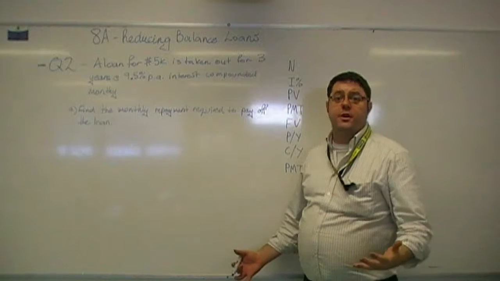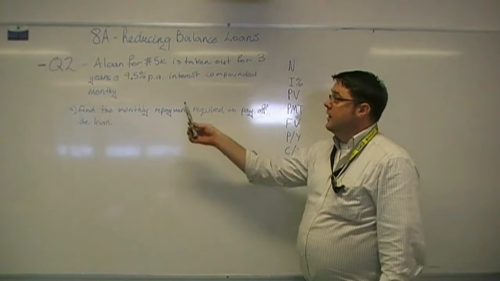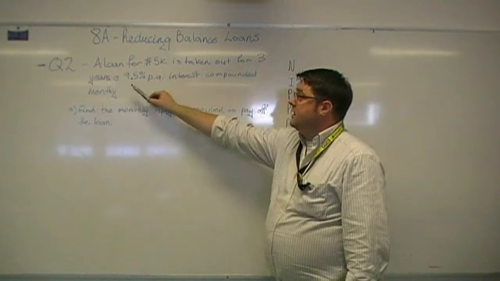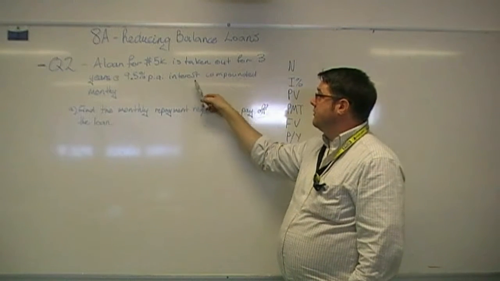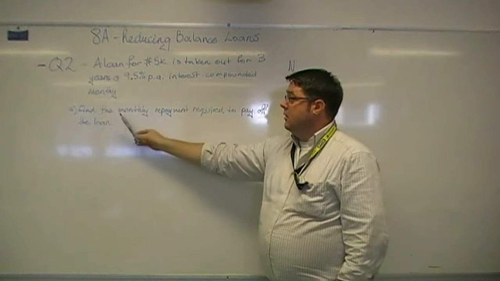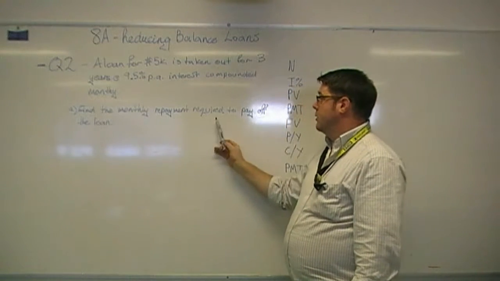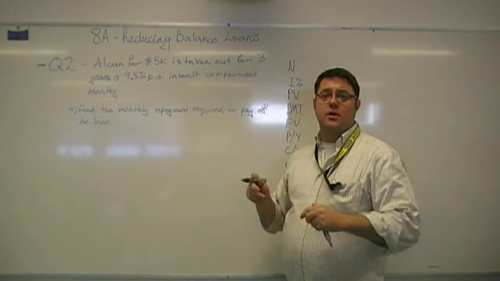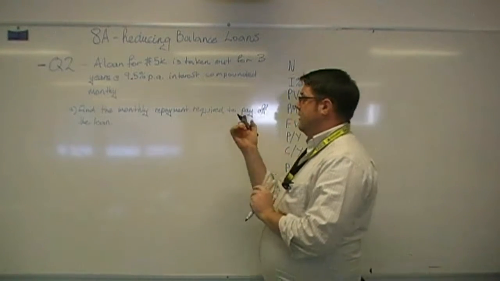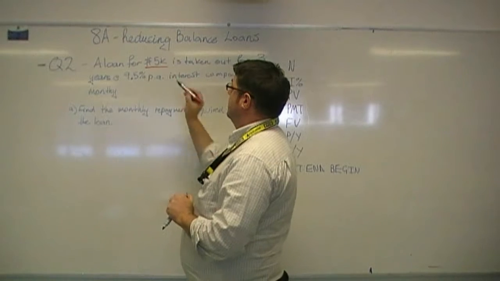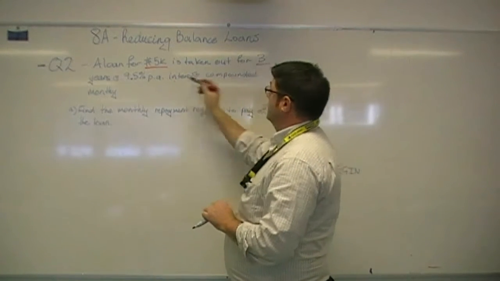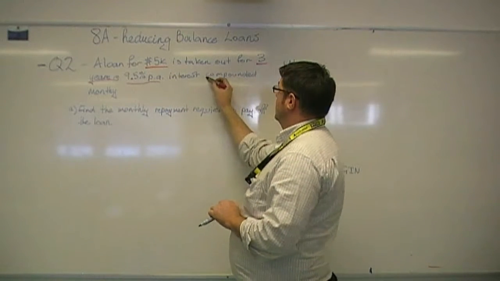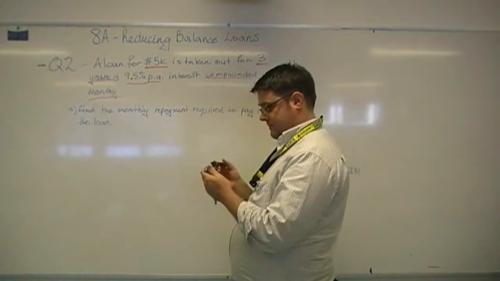Alright, so here's question 2, our example. We're asked here, a loan for $5,000 is taken out for 3 years at 9.5% per annum interest, compounded monthly. Find the monthly repayment required to pay off the loan. Alright, from this statement and the question posed, let's highlight some critical information. So we want the amount, it's for 3 years, 9.5% per annum, and it's compounded monthly.